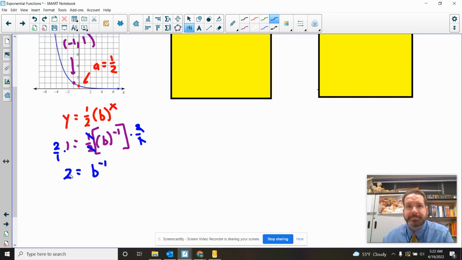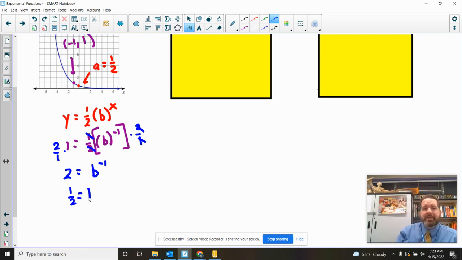There we have it. Now to finish, I need you to remember what negative exponents do. Negative exponents flip things upside down. So I'm going to now take both sides of this equation and flip them. Here's what I mean. Take the 2, which is really 2 over 1, flip it. Now you've got 1 over 2.